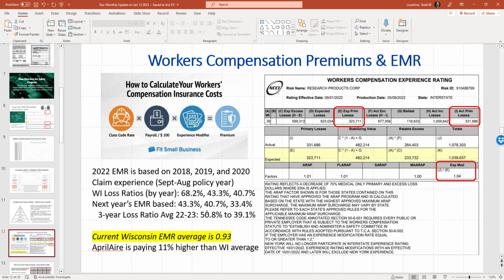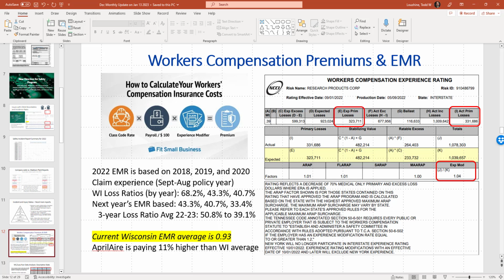So here is the first page. I'm going to be sharing this document with you. The one that Jim provided in class, I don't think it was the right page. This is what he should have shown us. That the company's 2022 policy year, we had an experience mod of 1.04, which we know is 4% above unity, which is 1. But in Wisconsin, the average is 0.93, if you remember Jim saying that. So we're actually 11% above the Wisconsin average.